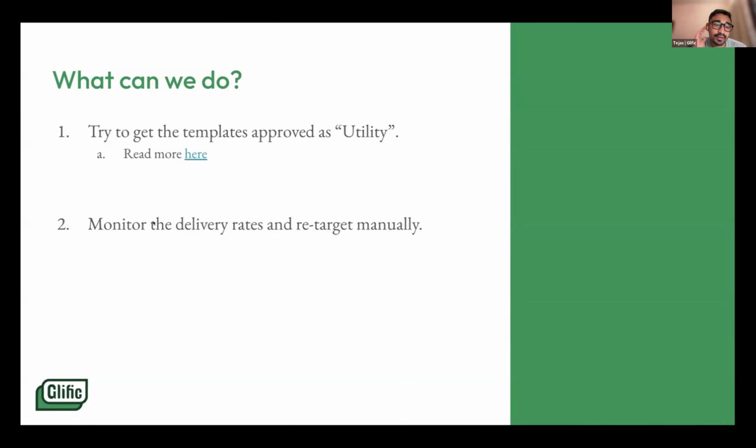So the second best thing we can do is monitor delivery rates and retarget manually. And right now, retargeting manually is our fallback, and we are trying to figure out a mechanism to incorporate this retargeting in the platform. That's something our team is working on. We're hoping to have this introduced within this year, as this is a major problem for all the NGOs. So a documentation has been set up and shared.